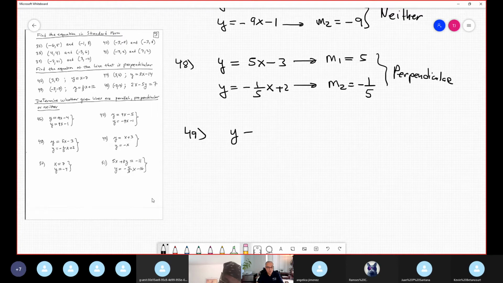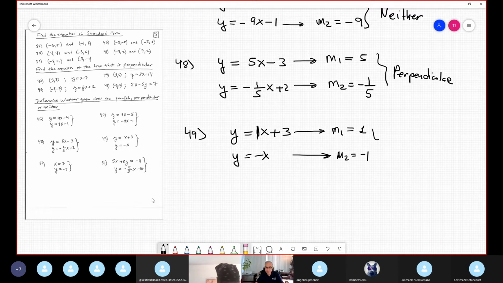49 is y equals x plus 3, and y equals minus x. The slope of this line is 1. It's a coefficient, an invisible coefficient. And the slope of the second line is negative 1. So the reciprocal of 1 is 1, and opposite sign, they are perpendicular. Perpendicular also.